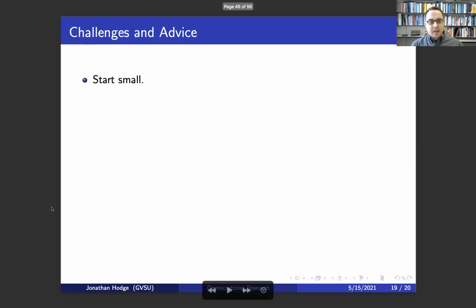So some of the advice I would give if anyone is contemplating starting a research program with students in this area is just to start small. You don't have to start with an externally funded program. You can start with an independent study project. It doesn't have to be something that's necessarily going to lead to publishable results. Pick an interesting question and explore it. If it's new to you and it's new to the student, it's a valuable experience.